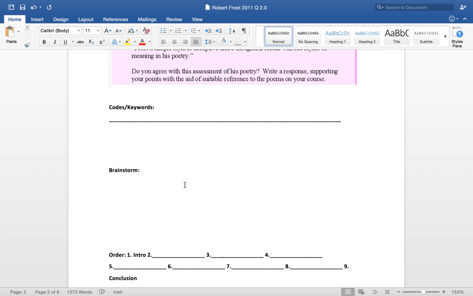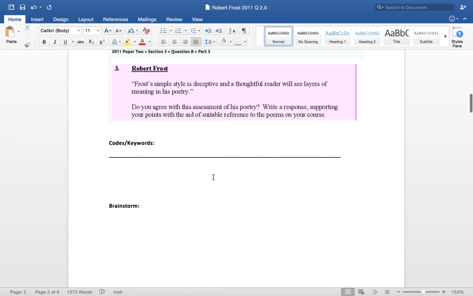You can't just have a brainstorm where you have The Tuft of Flowers, Out, Out, Mending Wall. That's okay, but what's more important is the ideas that you connect within these poems. In what way is The Tuft of Flowers deceptively simple? Where are the layers of meaning there? That's what we're looking at, okay?